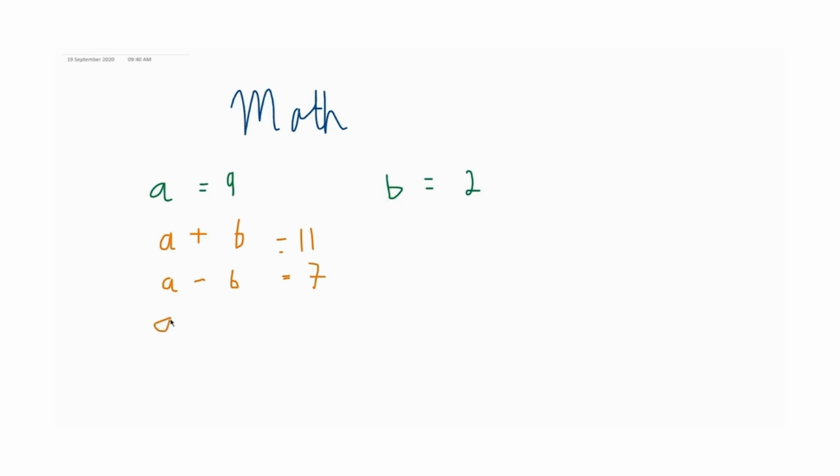Then we have multiplication. So multiplication is done a little differently. It's done with this asterisk, A asterisk B. So that would give us 18, which is the result of their multiplication. Then we can also divide them. So A, then this slash B. And this would give me 4.5.